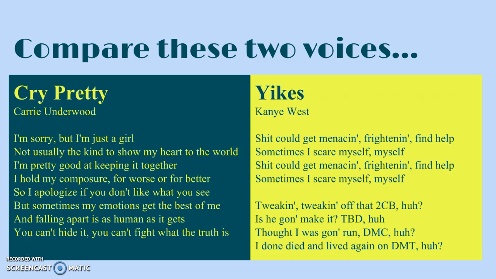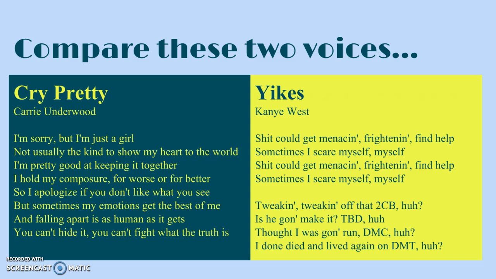So when you analyze, I want you to do what I'm about to demonstrate. So here we have two voices. We have a voice of Carrie Underwood in Cry Pretty, and we have the voice of Kanye West in Yikes. And I've just taken, I believe, 8 lines from the beginning of each song. So in both of these songs, the singers and writers are creating a persona that they want their readers to perceive in order to best understand their message.